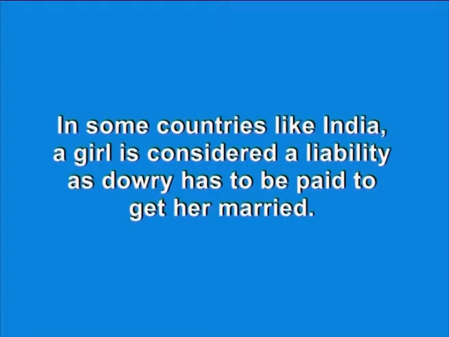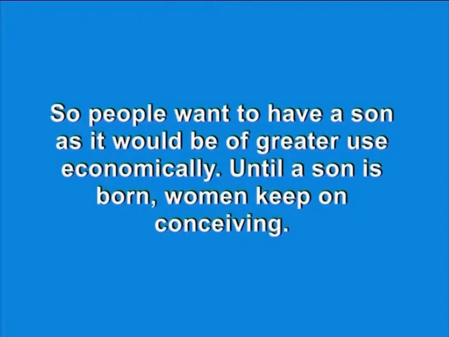12th point is bias against girl child. In some countries like India, a girl is considered a liability as dowry has to be paid to get her married. So, people want to have a son as it would be of greater use economically. Until a son is born, women keep on conceiving.